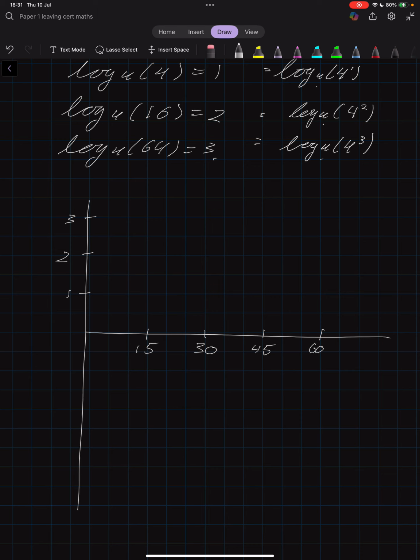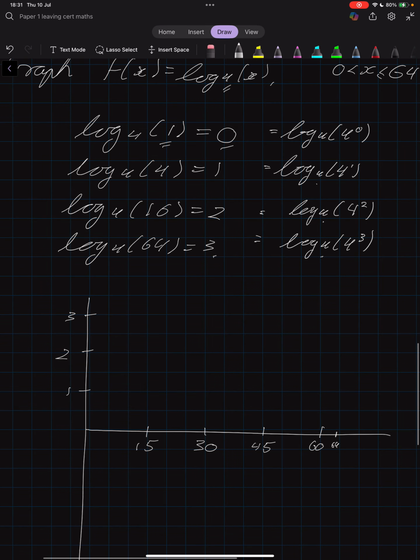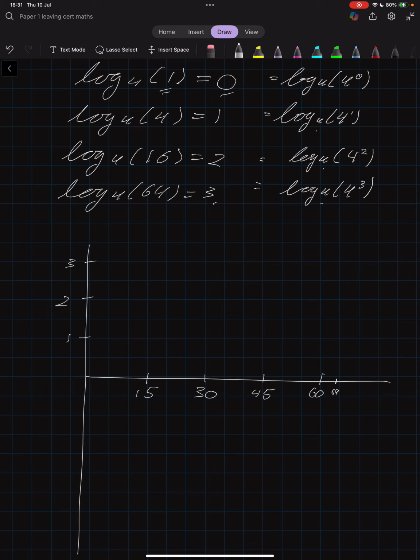So that's 60. So 64 is roughly here. Okay, so now I'll do these points in this color. If x is 1, y is 0. If x is 4, y is 1. If x is 16, y is 2. So 16 is somewhere over here and 2 is just there. And then if x is 64, then y is 3. So 64 is way over here to the right, so it's like here.